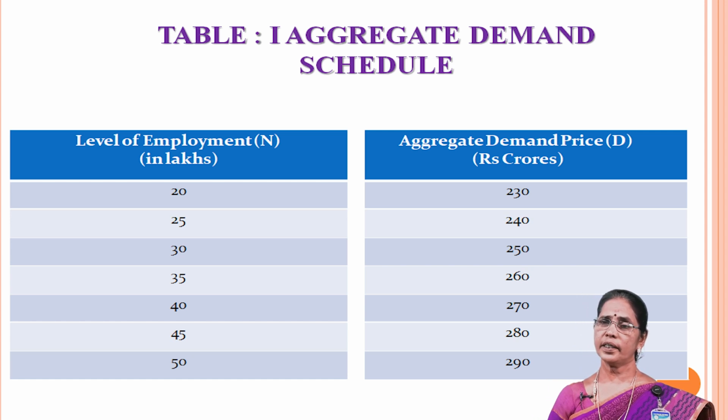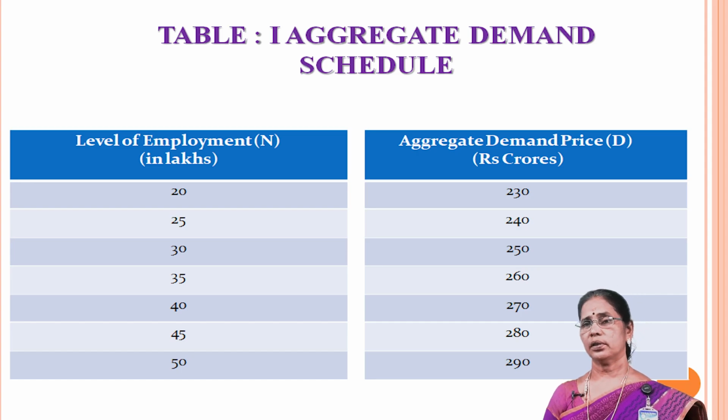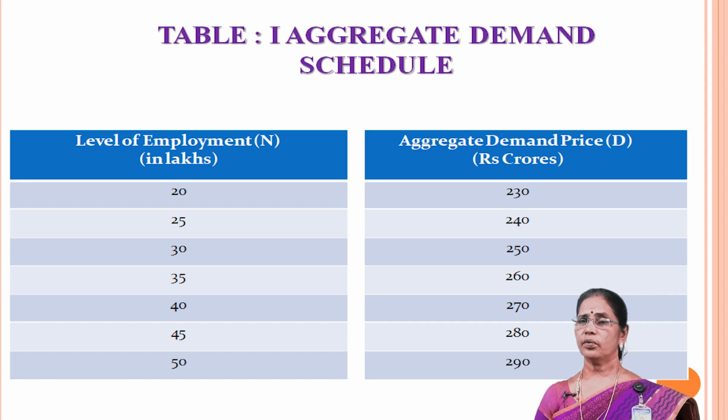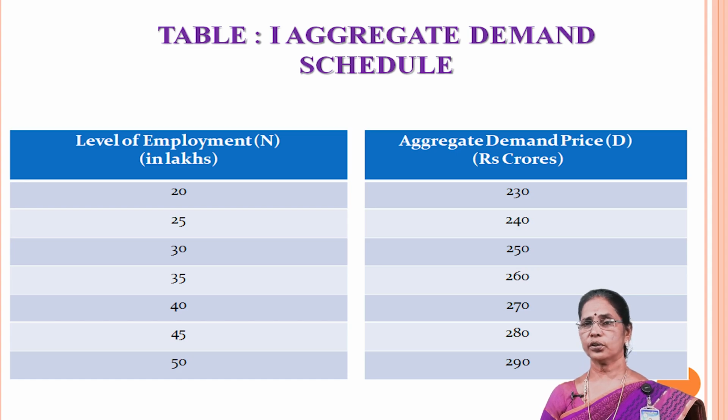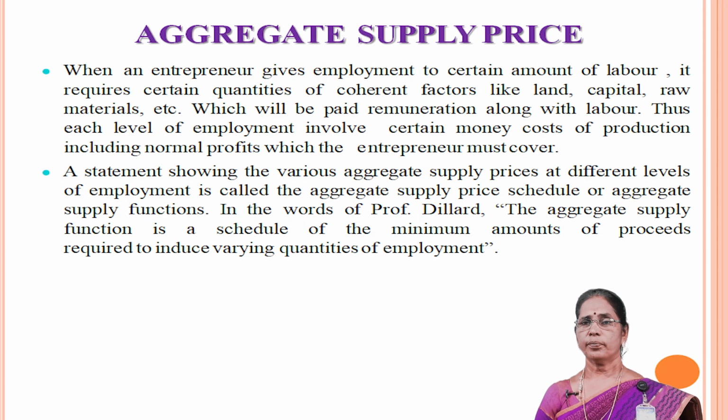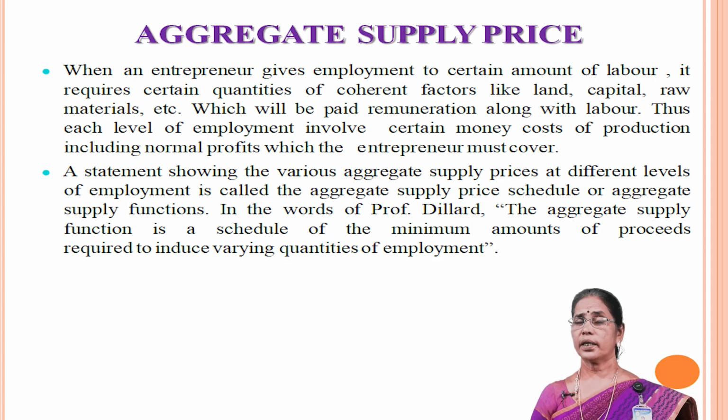Here, the aggregate demand price also increased in terms of crores from 230 to 290. Overall, the employment also increased from 20 to 50 and the aggregate demand price also increased from 230 to 290. Now we will pass on to aggregate supply price.